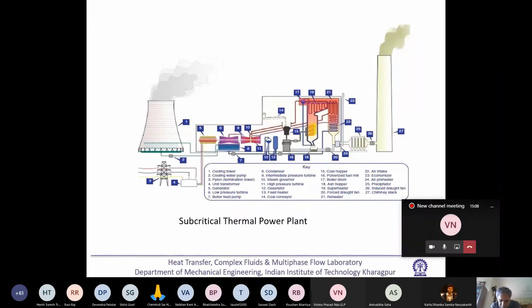Now, what one can do, let's say I have a very big pond or river nearby, so I can take fresh water, condense this steam, and hot water I can leave to the river, and continuously I take fresh, cold water, and hot water goes out. But this is not allowed because this creates a lot of pollution to the river or the lake. That is one thing.